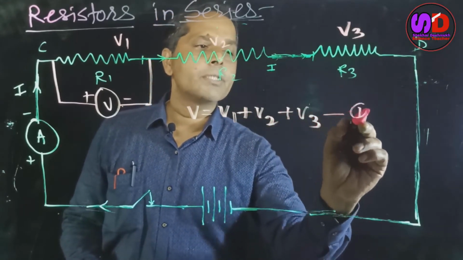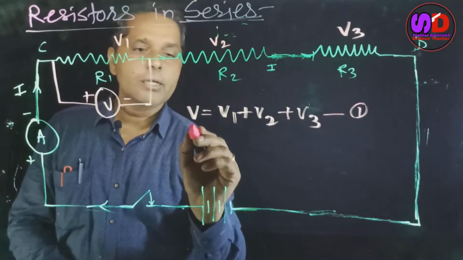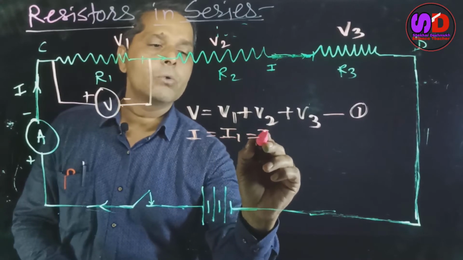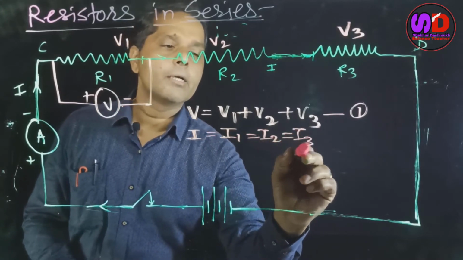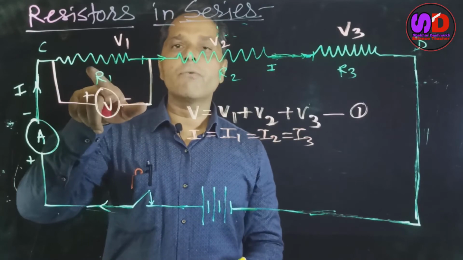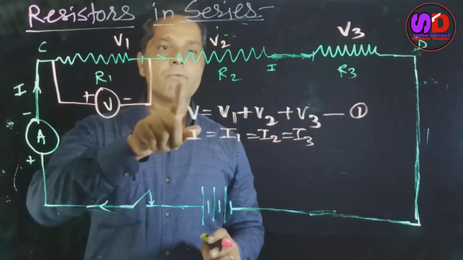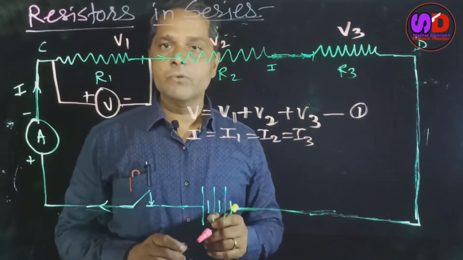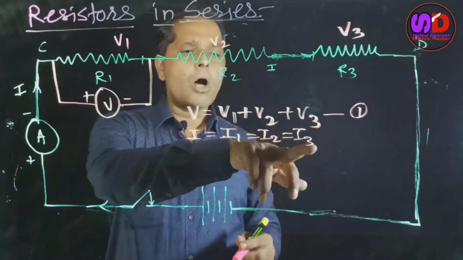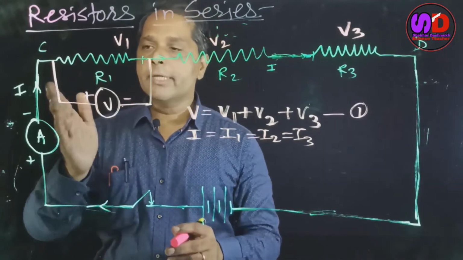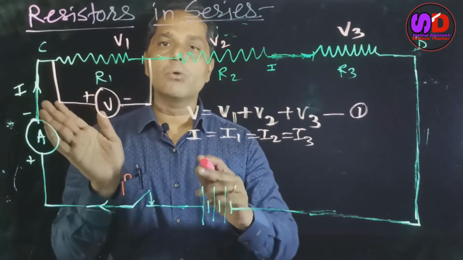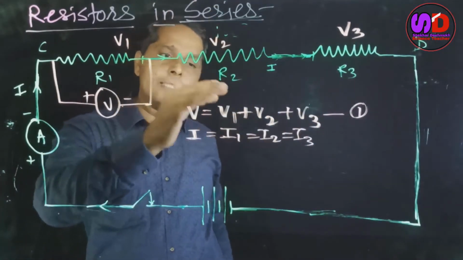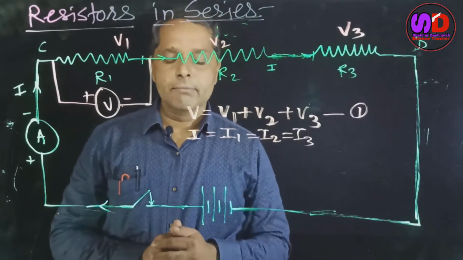This is the first equation. And the second equation, I is equal to I1 is equal to I2 is equal to I3. So what is I1? I1 is the current flowing through R1. What is I2? Current flowing through R2. What is I3? It is the current flowing through R3. And all of them are equal, that means it is I, because there is no other way for the electric current to flow. So I is equal to I1 is equal to I2 is equal to I3.